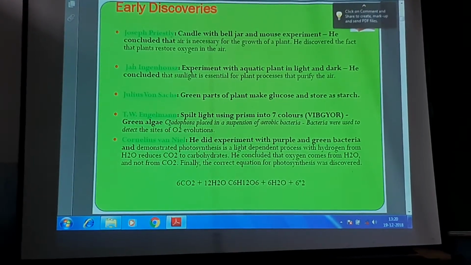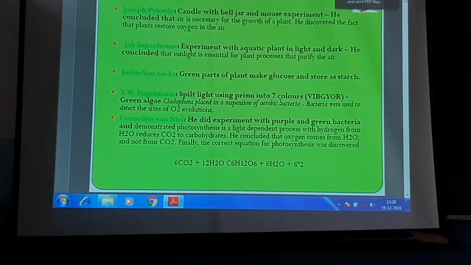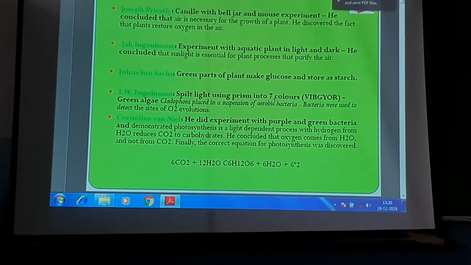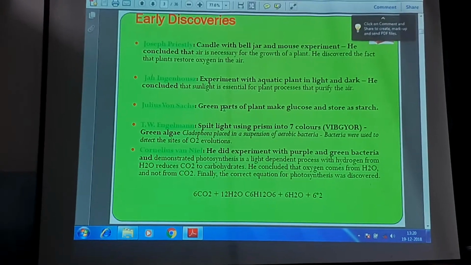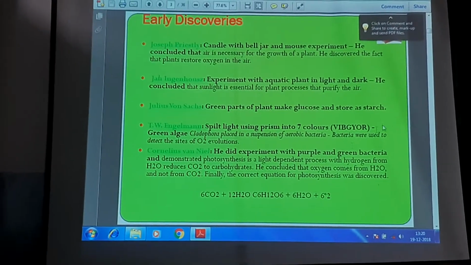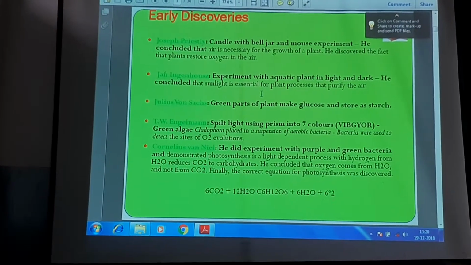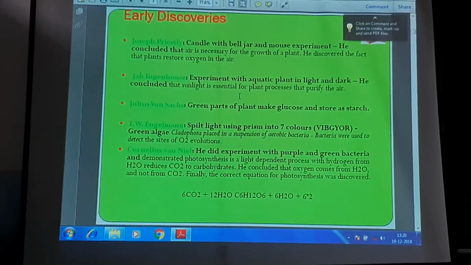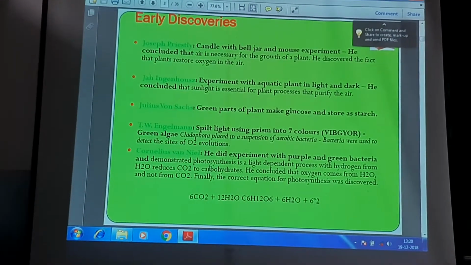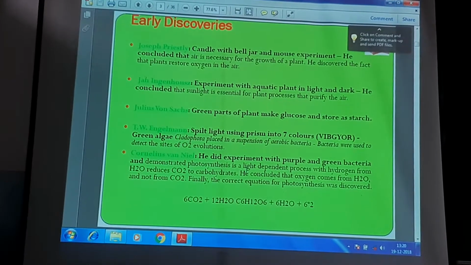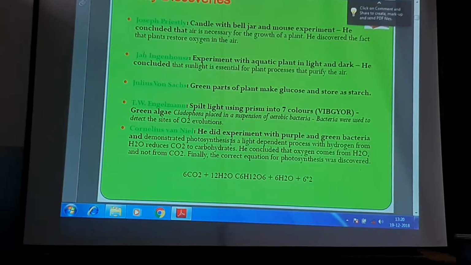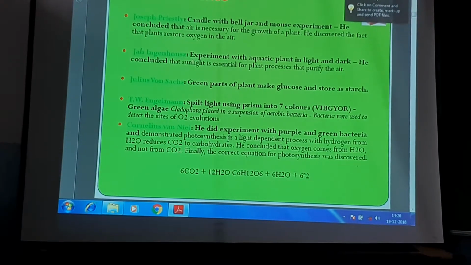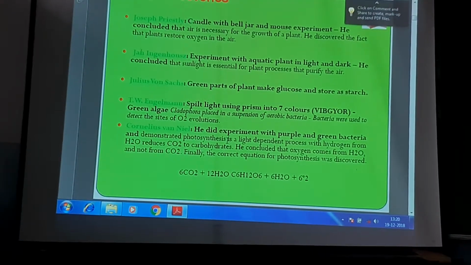Then Engelmann split light using a prism into 7 colors. Of these 7 colors, a few of them are observed. Using the green alga Cladophora, the site of oxygen evolution was detected by Engelmann. Then Niel did an experiment with purple and green bacteria and demonstrated that photosynthesis is dependent on light. It is a light dependent process.